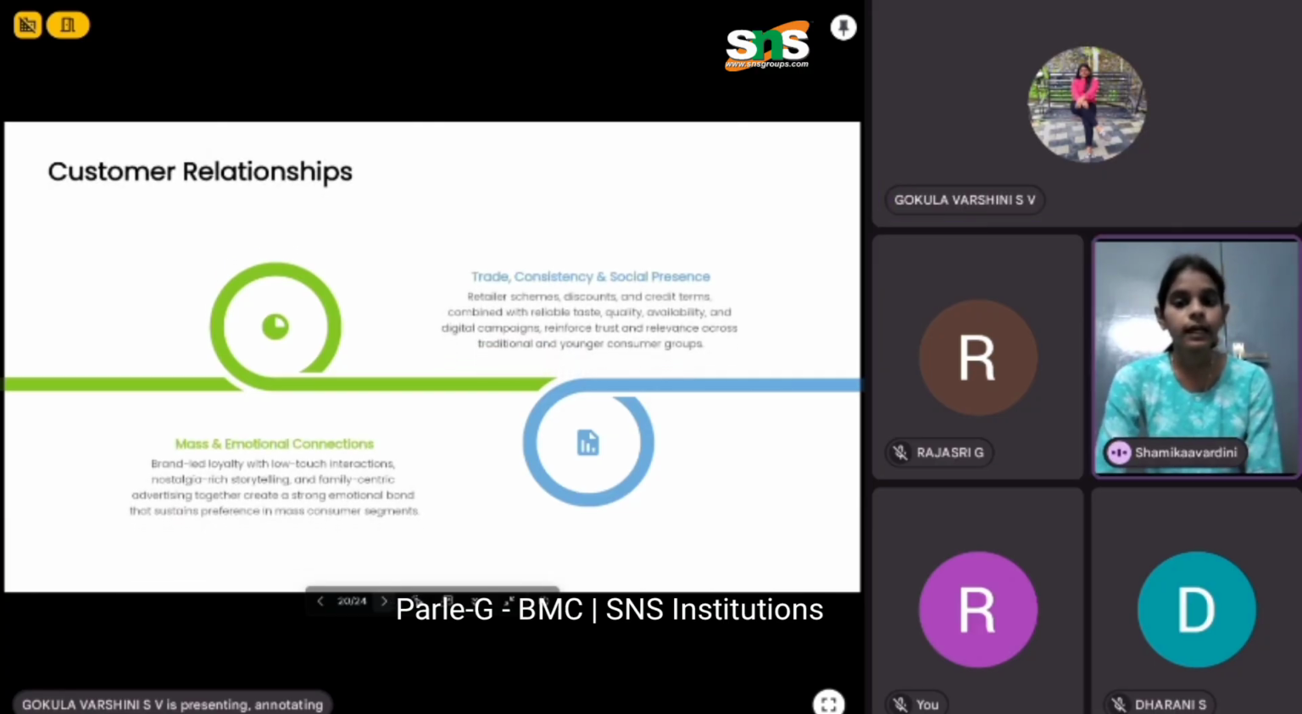Customer relationships. This shows how the company builds relationships with the customers. It focuses on mass customers and brand loyalty, uses emotional connection through ads and storytelling, offers discounts and schemes to retailers, uses social media and digital marketing to connect with young customers, and ensures availability everywhere: shops, supermarkets, and online.